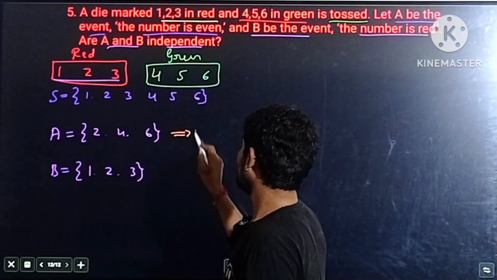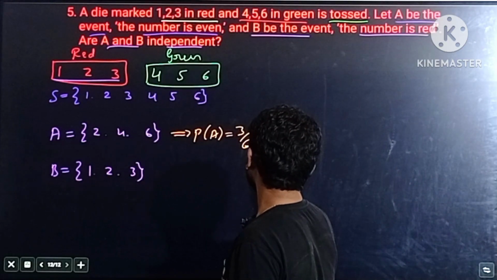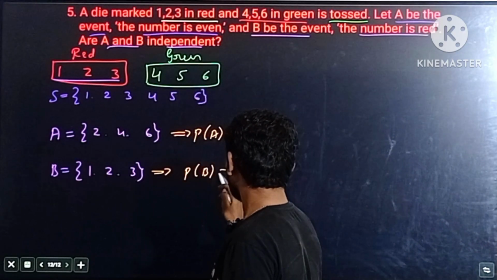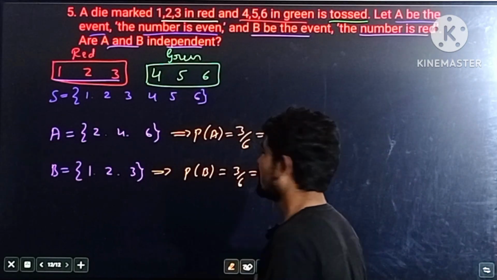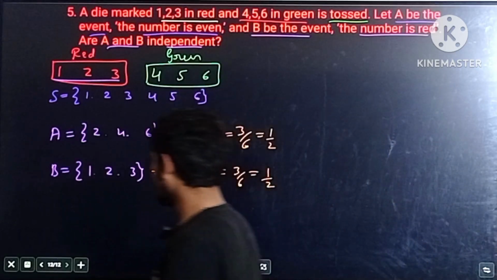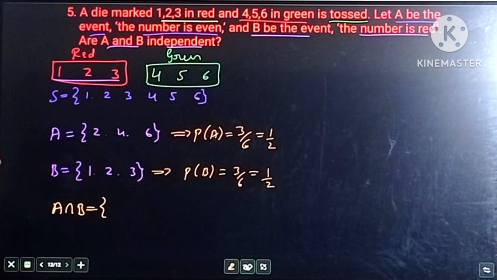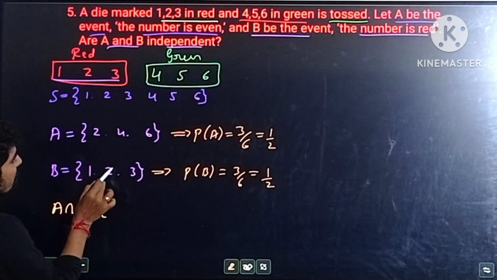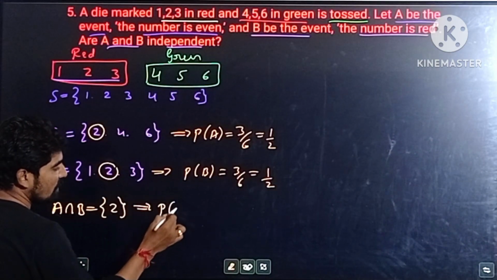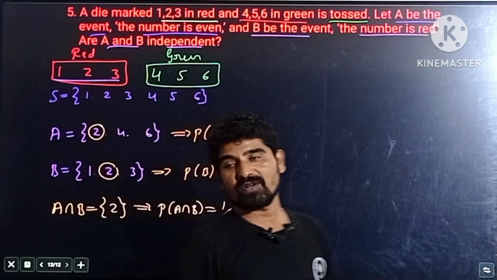So first, directly we may write the probability of event A. Probability of A is equal to 3 by 6, which is equal to 1 by 2. Similarly, probability of B is also equal to 3 by 6, which is equal to 1 by 2. Now we need probability of A intersection B. So for that, first we need to identify A intersection B, the common elements in A and B. So observe here, there is only one common outcome in A and B, that is 2. So probability of A intersection B is equal to 1 by 6. I hope all of you are understanding.